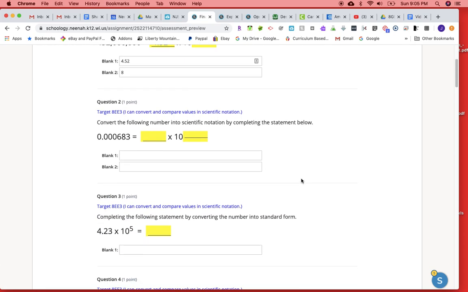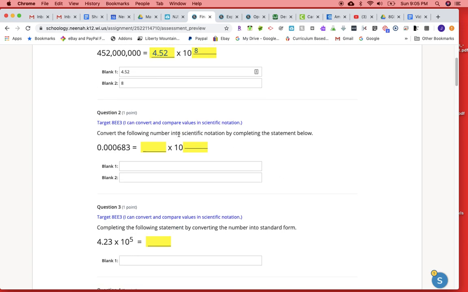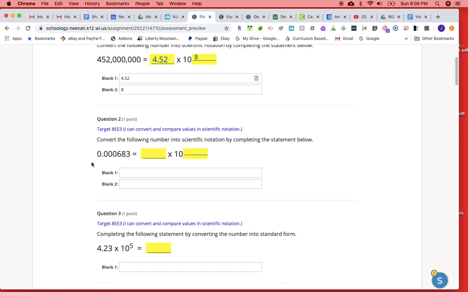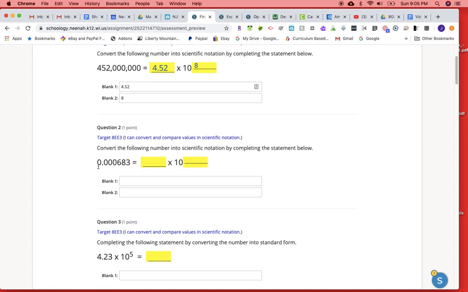Number 2, convert the following number into scientific notation by completing the statement below. This number is a small number. The reason why we know it's a small number is because 0 is our coefficient. So I know our exponent will be a negative number. So I'm going to put a negative in right away so I don't forget that.